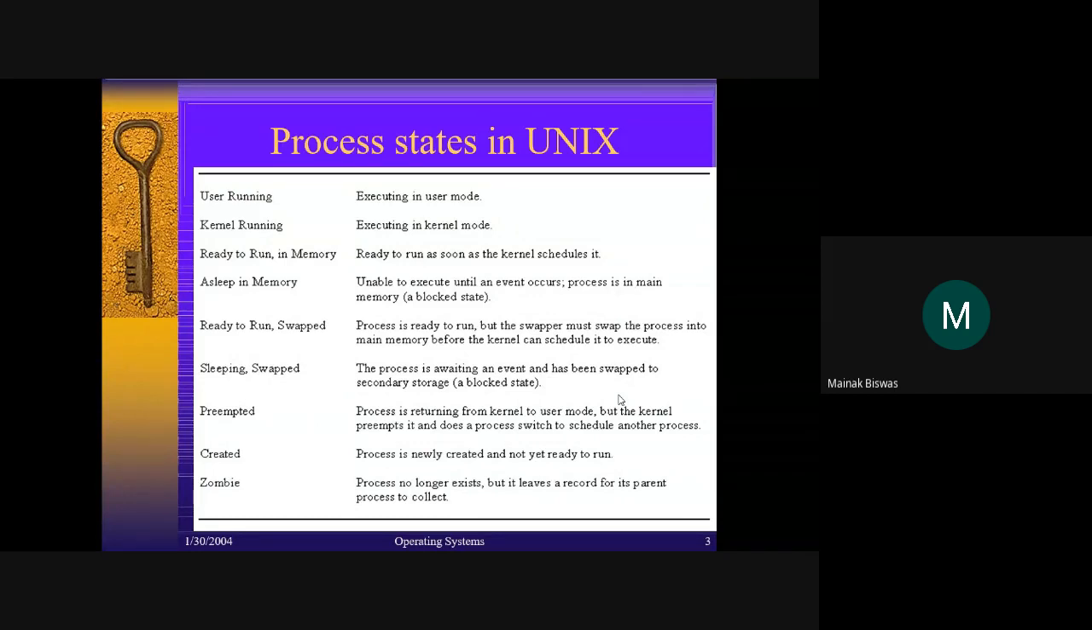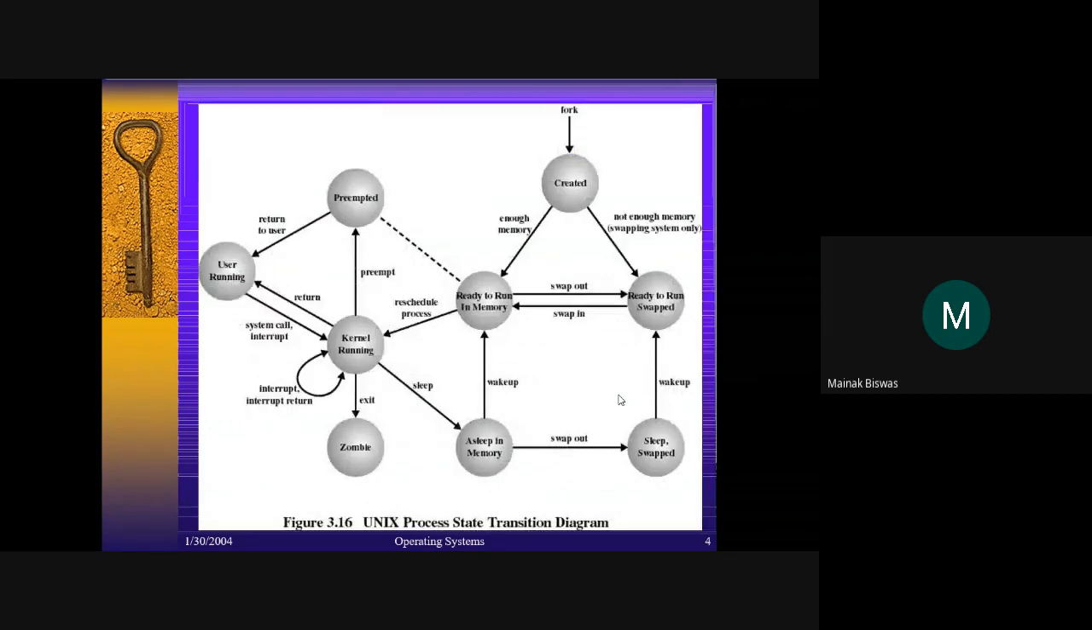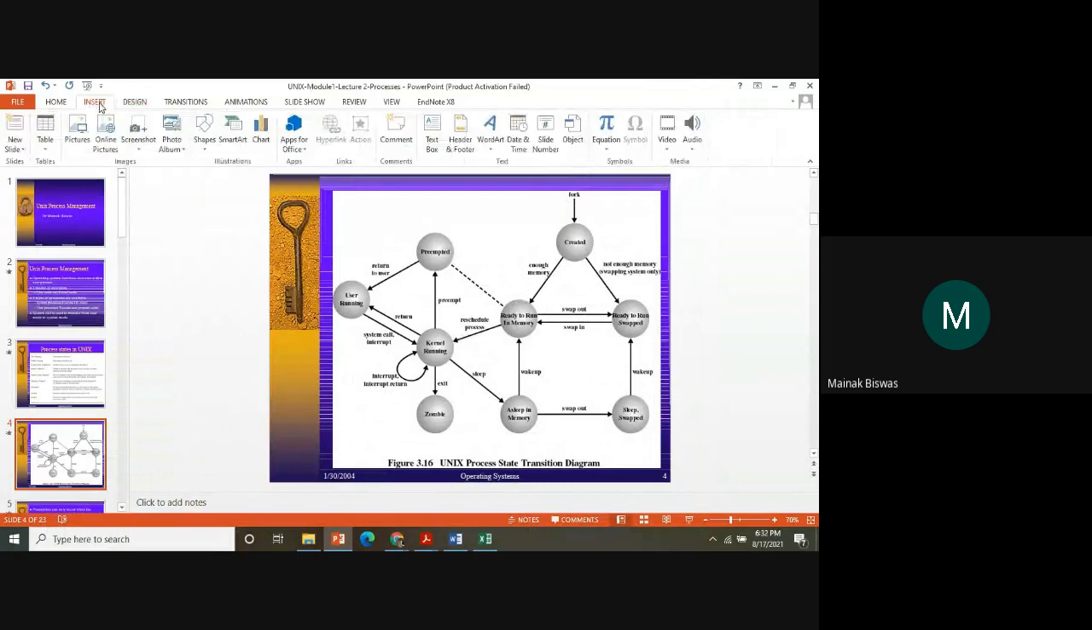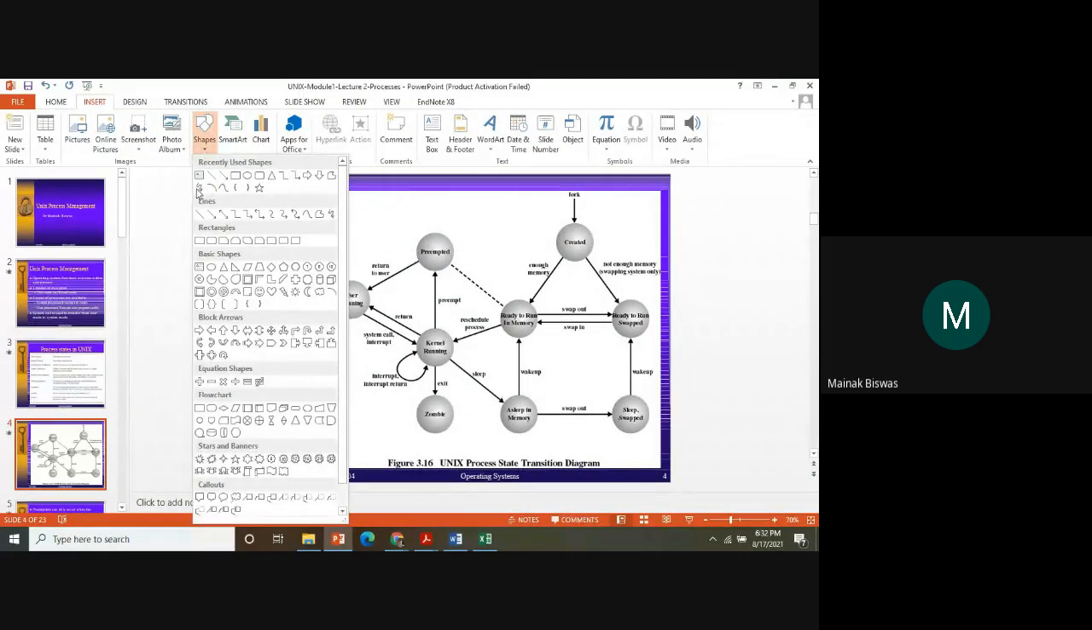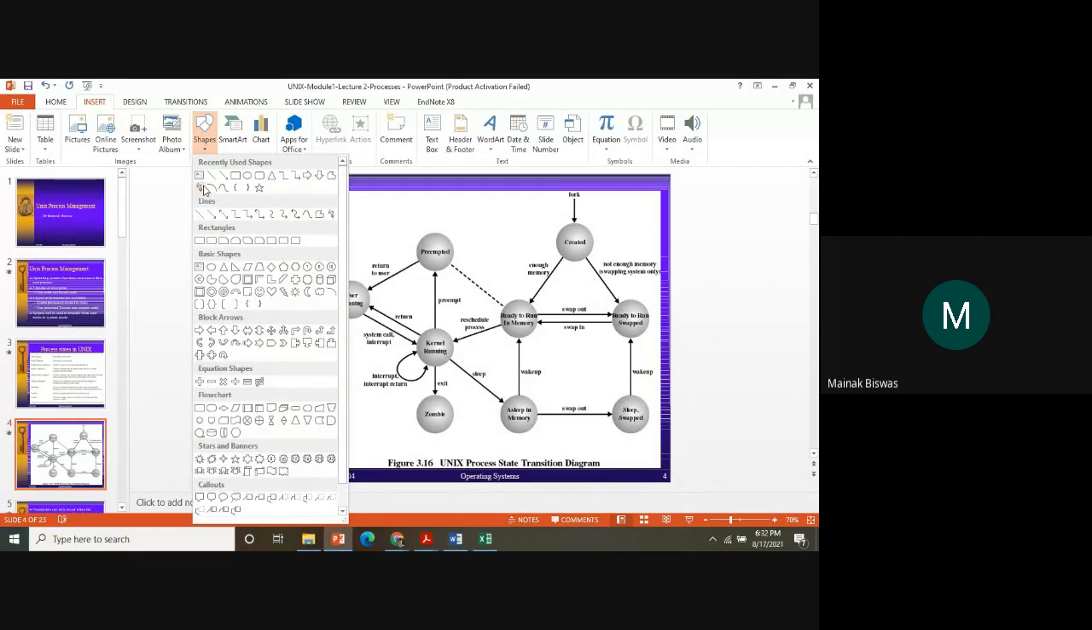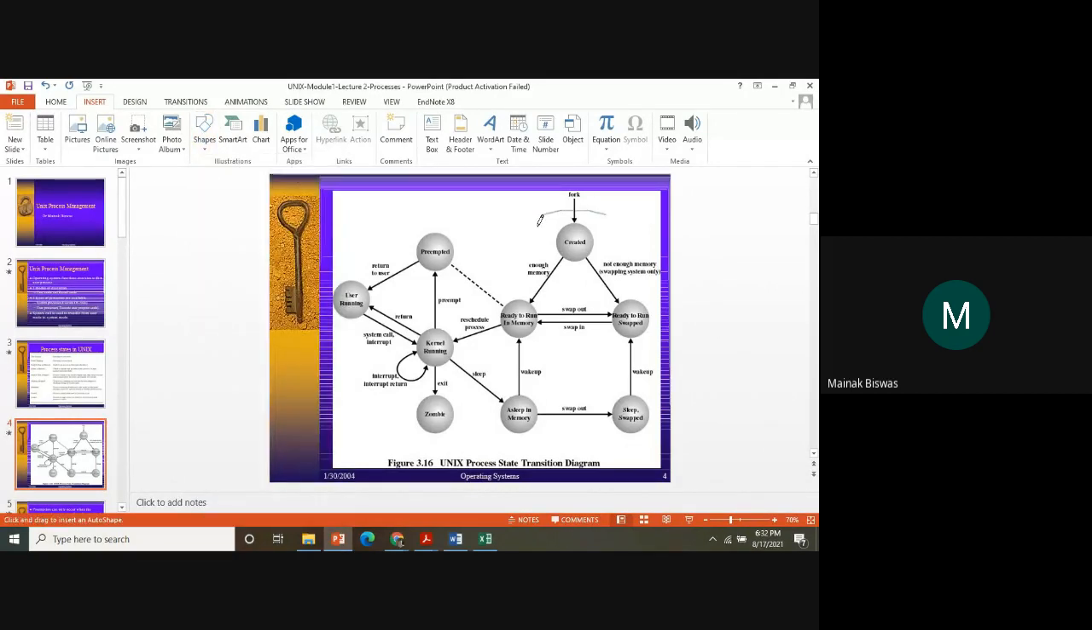So that is why we call these the process states for Unix. Now let us see what happens here. Initially, look at this part. So in here the process is created.